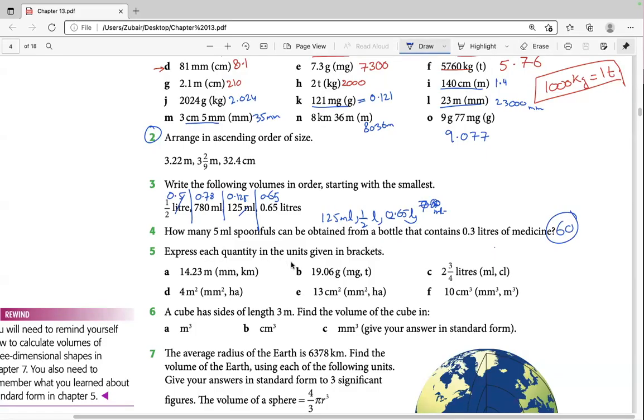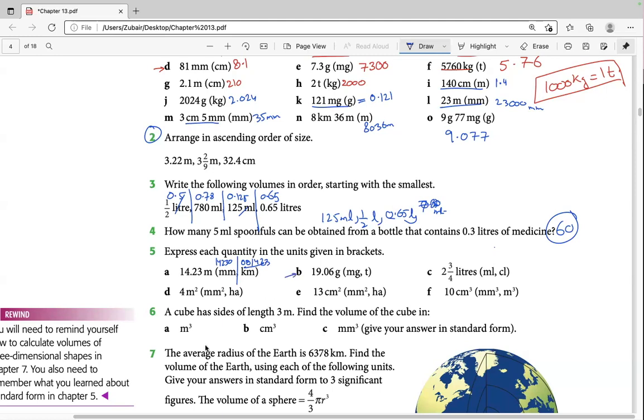Express each quantity in the given unit in the brackets. So we're converting them into millimeters and kilometers. So one part is like two questions. When I change meters to millimeters, that is 14230. And when we change it to kilometers, it is 0.142, no, 0.01423.